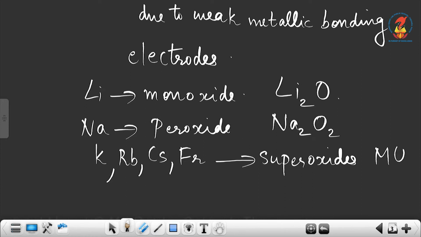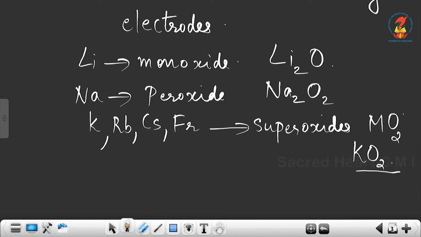Superoxides have the general formula MO2. For example, potassium superoxide, KO2. So, different types of oxides are formed by alkali metals. Lithium forms monoxide, sodium forms peroxide, and the other elements form superoxides. Now, here potassium superoxide, that is KO2.